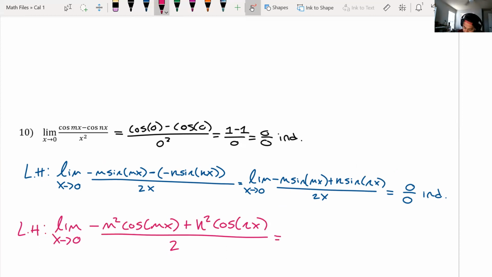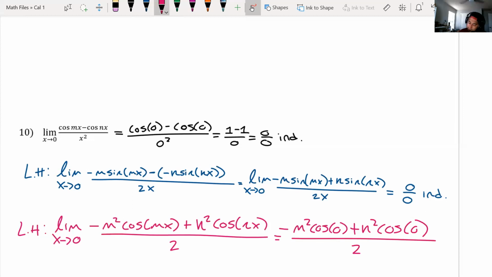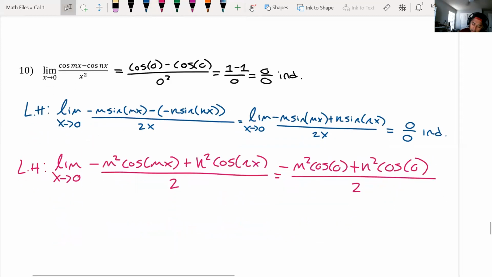Now plug in 0. You get negative m squared cosine 0 plus n squared cosine 0 over 2. And what is cosine at 0? One. So we get negative m squared plus n squared over 2.